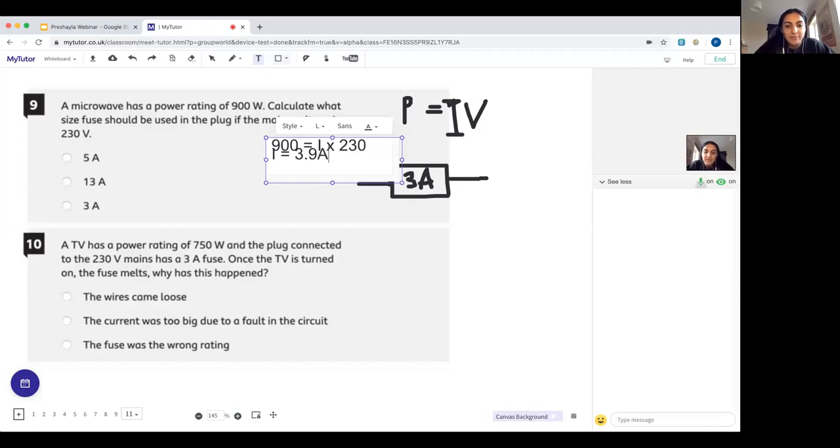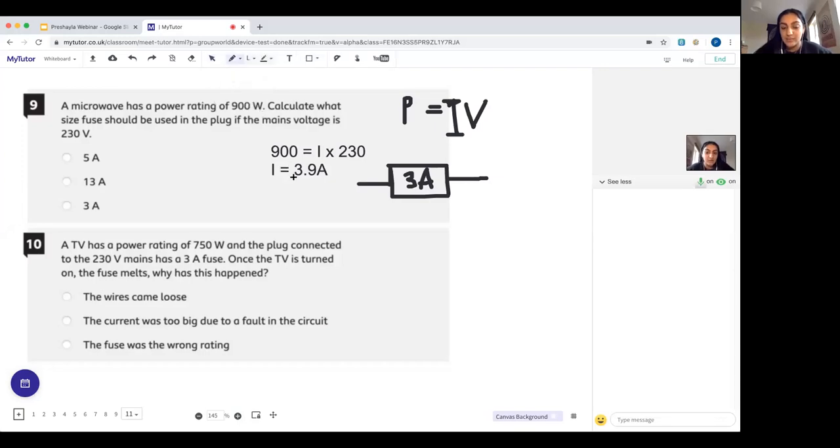Now, if I is 3.9 amps, that means we have a 3.9 amp current going through the circuit, okay? So if we have a current of 3.9, our fuse needs to be bigger than 3.9. If we have our fuse at 3 amps, well, the circuit's just going to break immediately, right? Because our current is already too high for it to manage. The fuse breaks if we have a current that is higher than 3 amps, and we do. Our current is 3.9 amps.